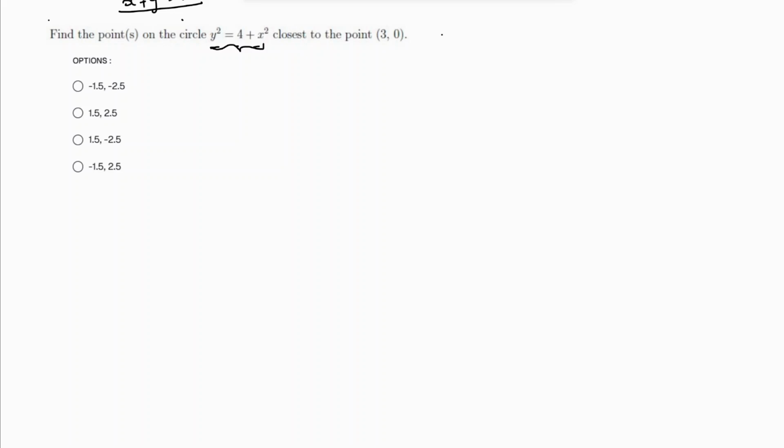And what is given in the question is an equation of a hyperbola. In fact, if you plot this, it will look something like this, right? So this is the graph, okay? This is definitely not a circle, okay? But let's go with the question: closest to the point (3, 0), right?